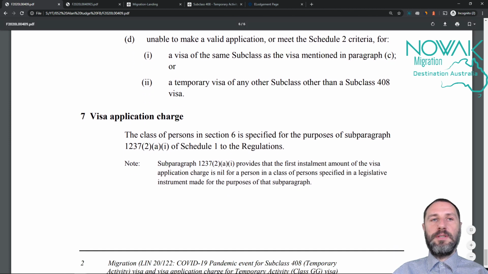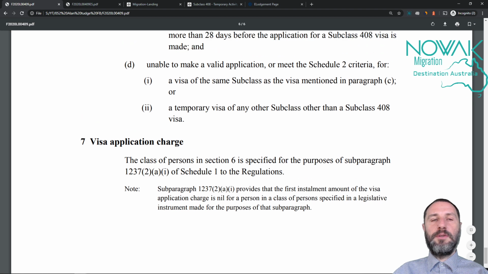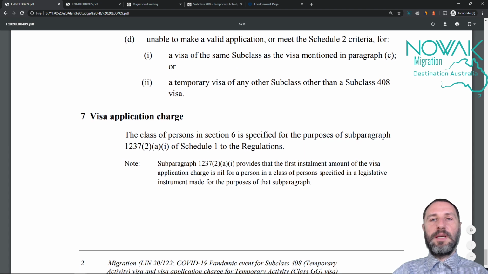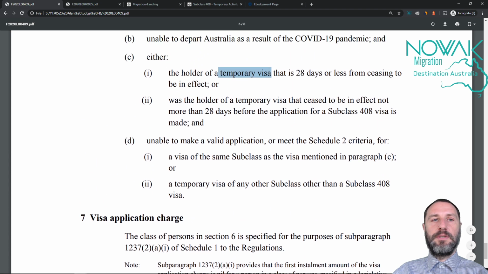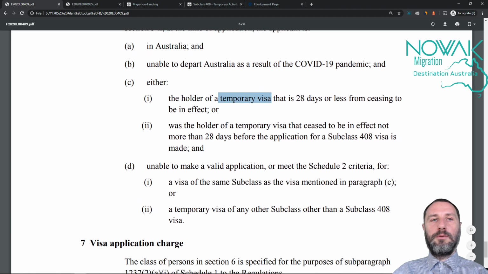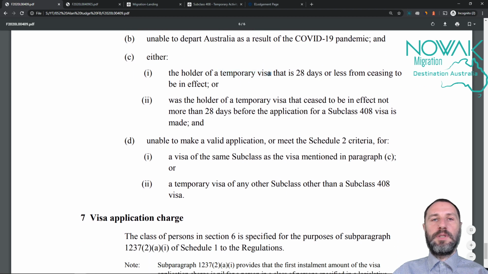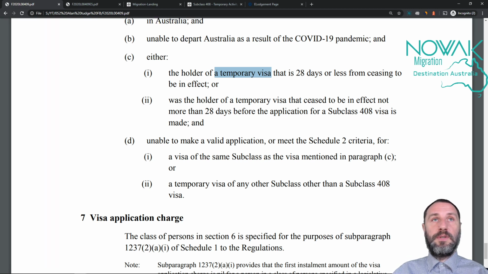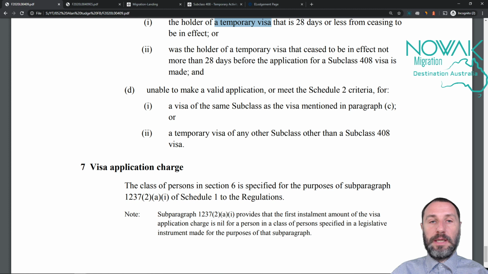What else? This one is interesting. The person must be unable to make a valid application for a visa of the same subclass as the visa mentioned in paragraph C. So if you are, let's say, on some temporary visa, on the visitor visa, unless there is 8503 condition, no further stay, you can apply for another visitor visa, not a problem. A student visa, in theory, you can apply for another student visa as well. 485, okay, that might be the case over here, because you cannot apply for another 485.